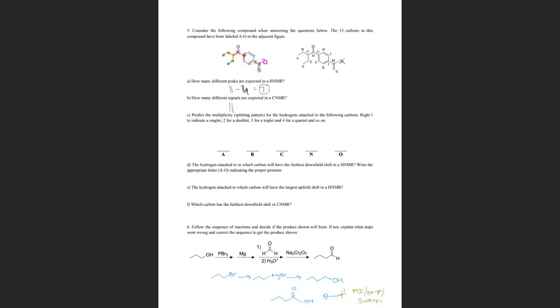For C, we're just going to look at A, B, C, N, and O and predict what the splitting is. For example, we just talked about O. So what would the multiplicity of O be? If O doesn't have any hydrogens next to it, what is O's multiplicity? 1. Perfect.